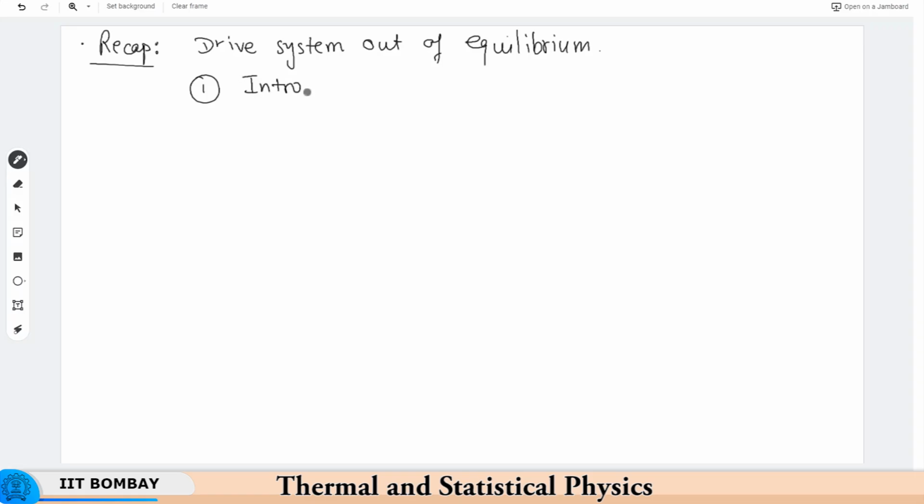So, a quick recap from the last class. We drove the system out of equilibrium, right? And we systematically did that in 3 ways. One was by introducing a velocity gradient.